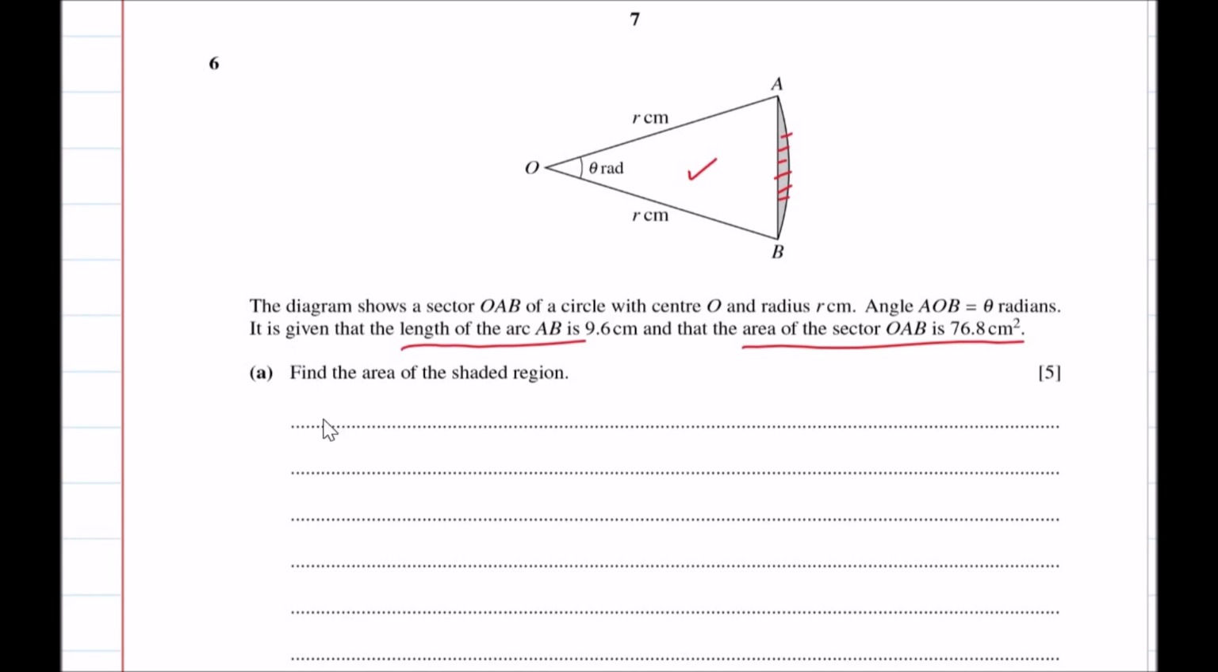We have been given arc length. Arc length, that is r theta, is equal to 9.6. Okay. So we can make theta subject. So we get 9.6 by r. This is equation number 1 we can write.